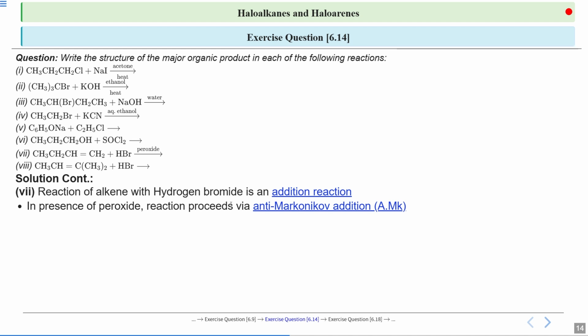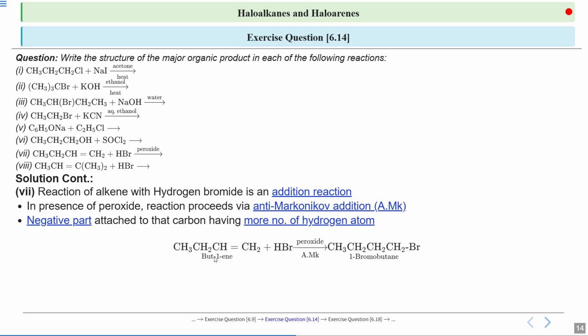So this reaction will proceed via the anti-Markovnikov addition rule, which says that the negative part of the hydrogen bromide, here it is the bromide ion, right? So this negative part, that is the bromide ion, will attack the double bonded carbon on which the hydrogen atoms are more. So the negative part is going to attach to the carbon having the more number of hydrogen atoms.